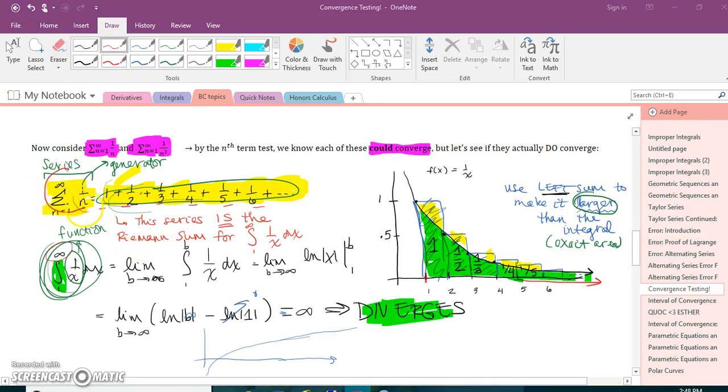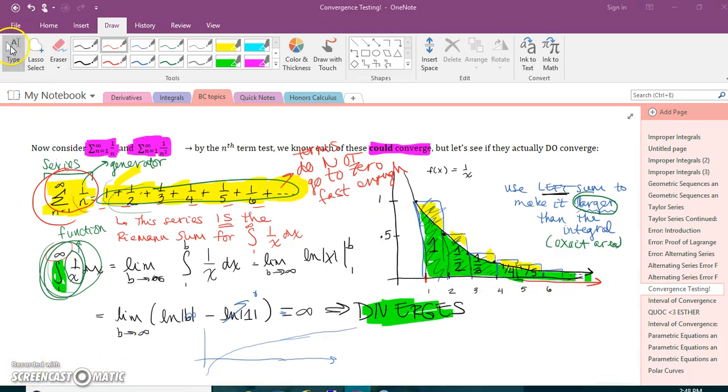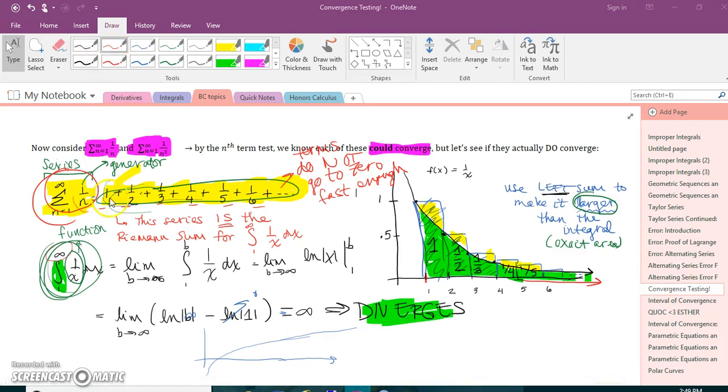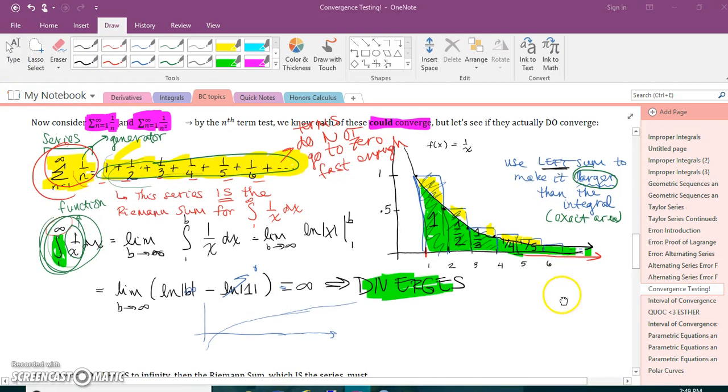Even though 1 over n passed the nth term test, the terms do go to 0, they do not go to 0 fast enough. It was a candidate for convergence, but because our series is bigger than a divergent integral, our series also has to diverge. So that is how you can use improper integrals and Riemann sums to prove why 1 over n diverges.